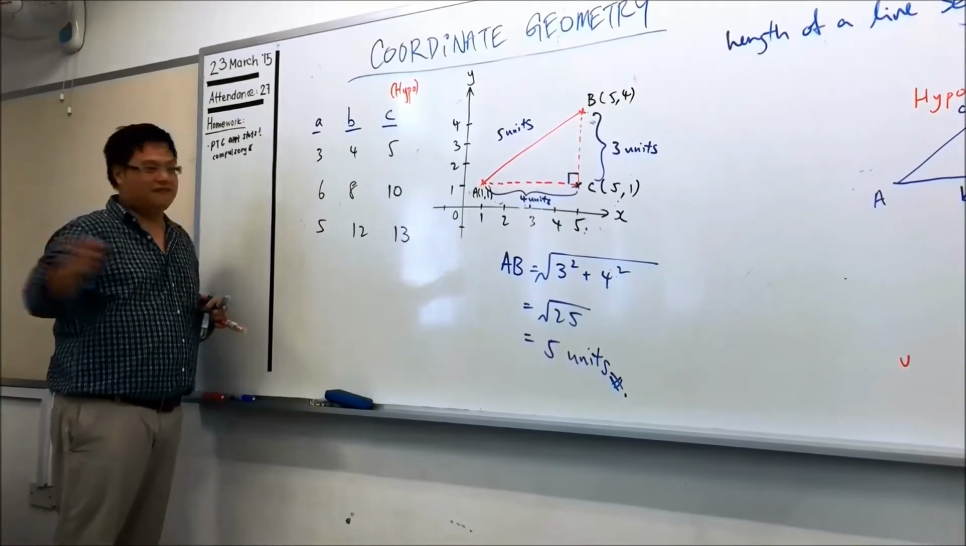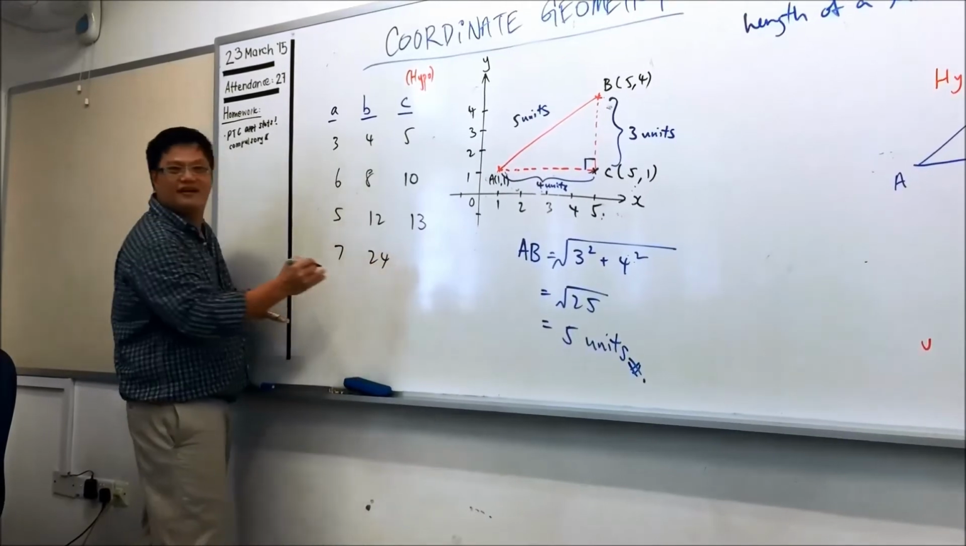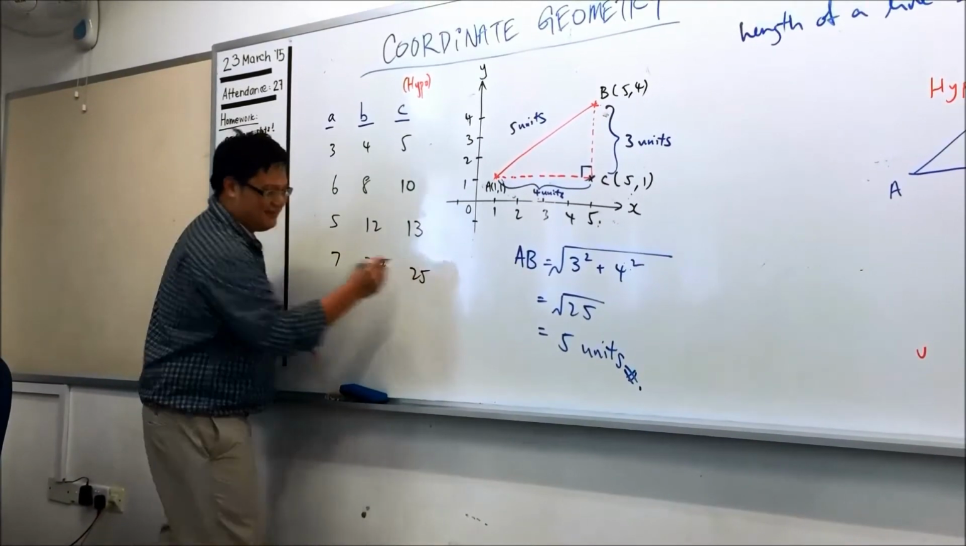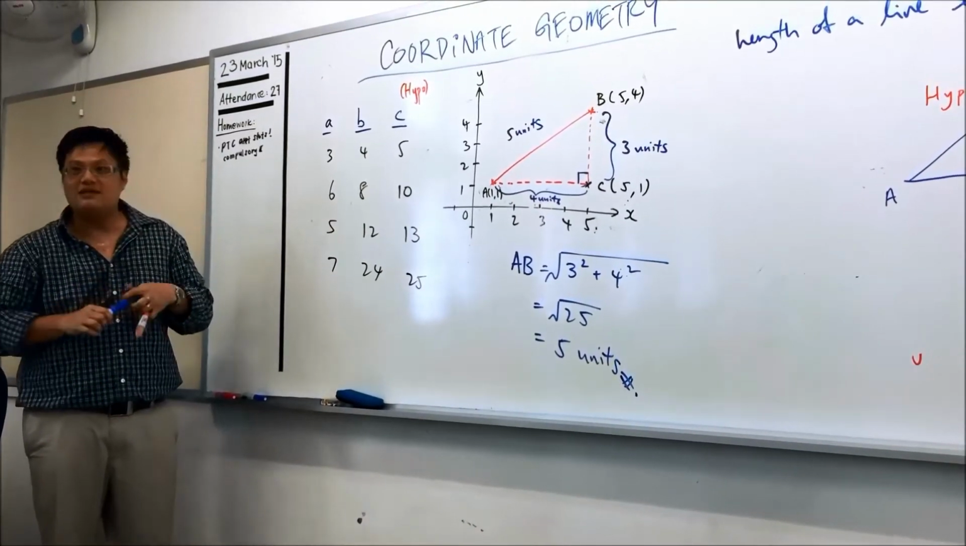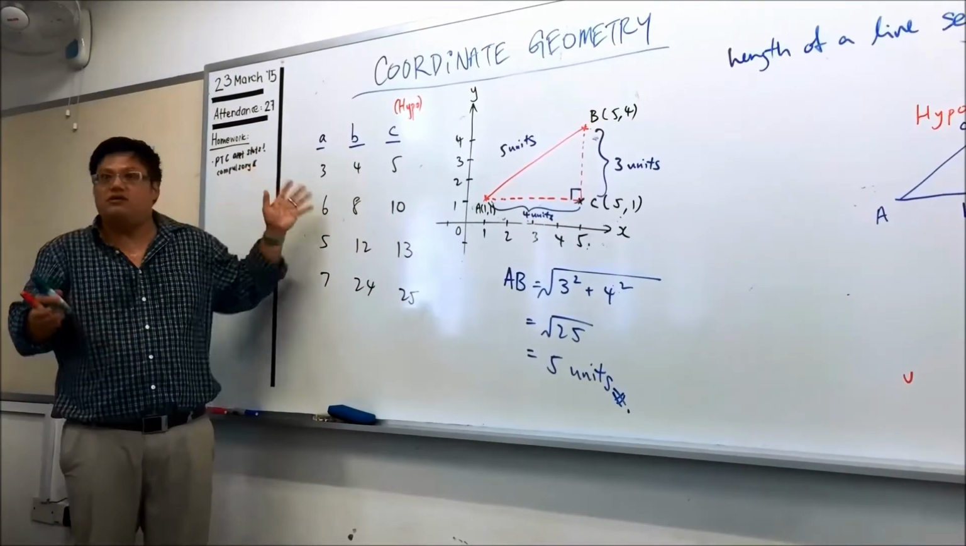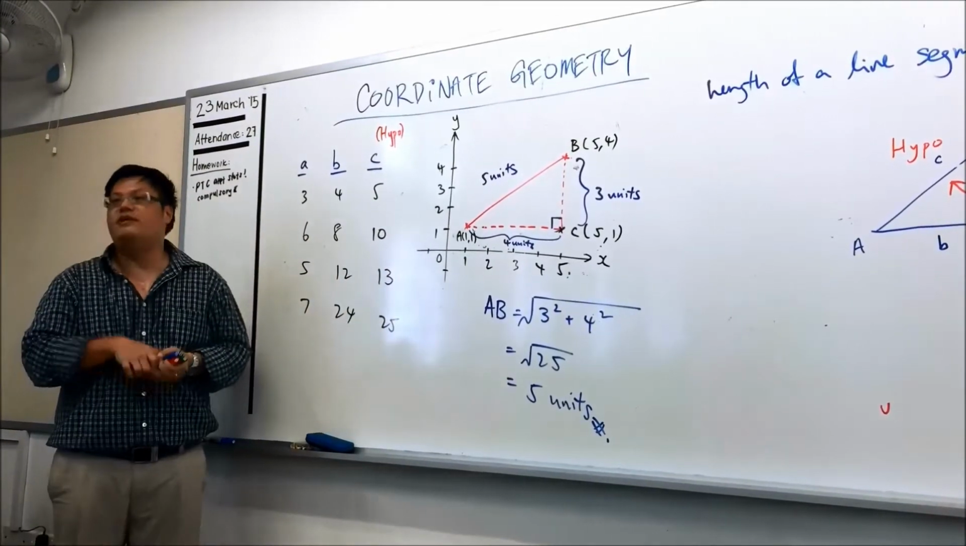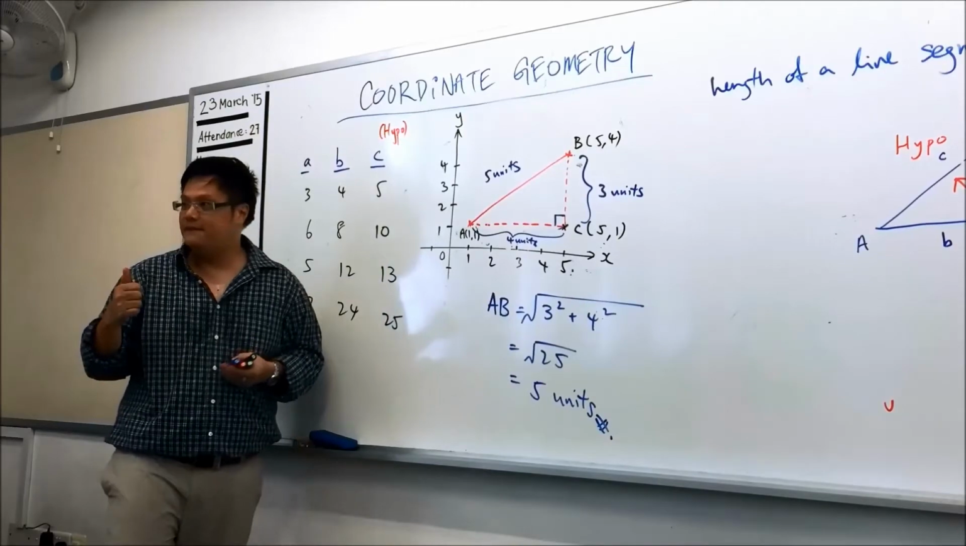Yeah, you put in your calculator: 5 square plus 12 square, then you square root the answer. Another one, 7, 24, 25. Yeah, you must know all these Pythagoras triplets. It's very, very common. We use them almost all the time. So you must know all these numbers by heart. It will be useful for you.